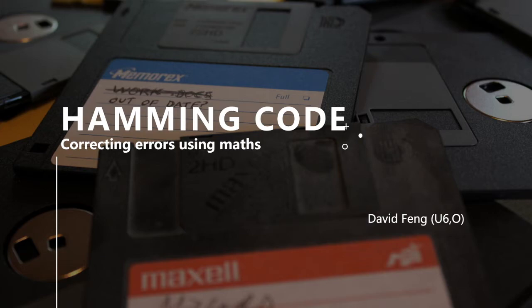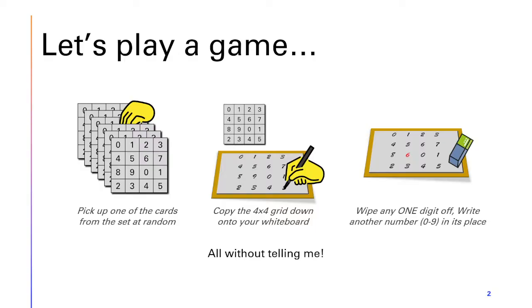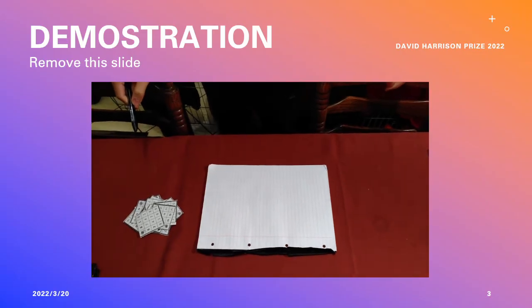Hello everybody, today I'll be talking about Hamming code. Let's first start off with a little game. I need one person to come up as an assistant, and I shall now explain the rule.